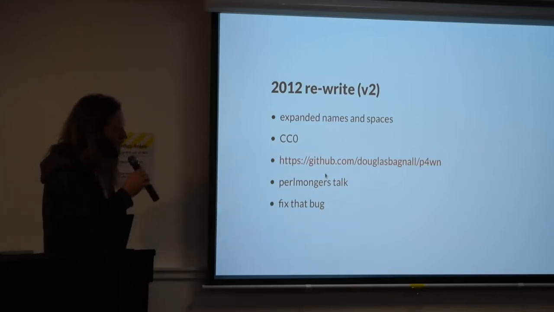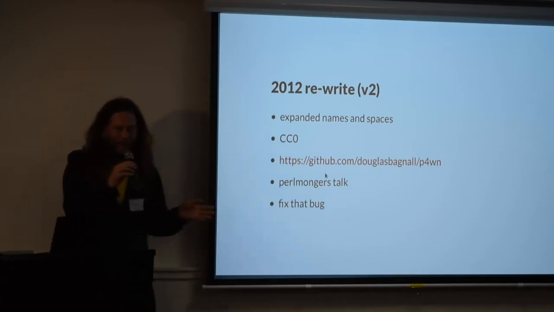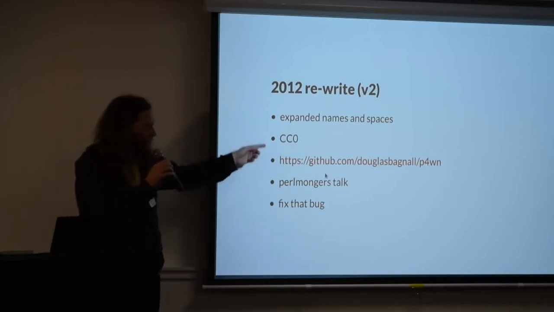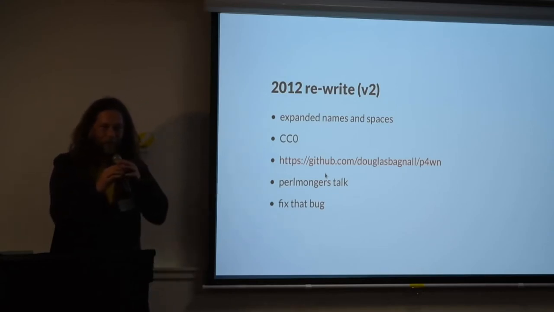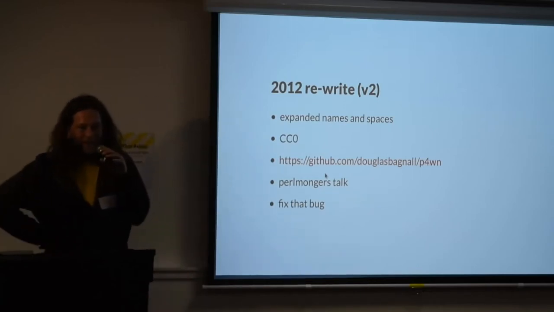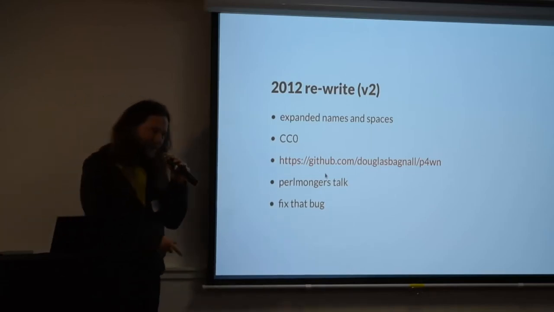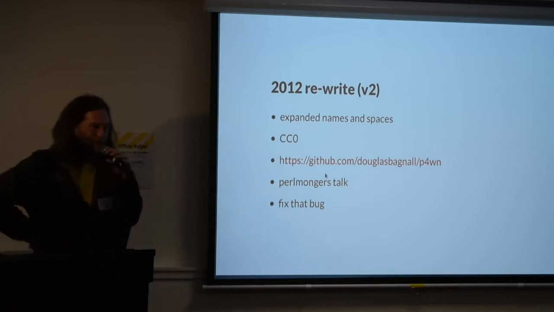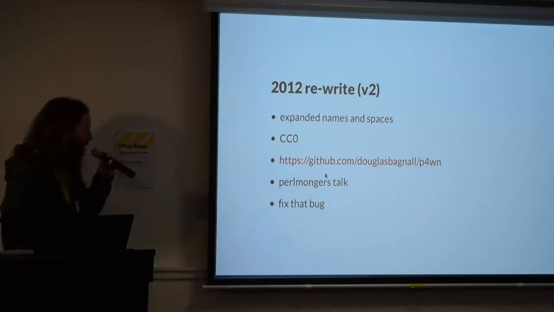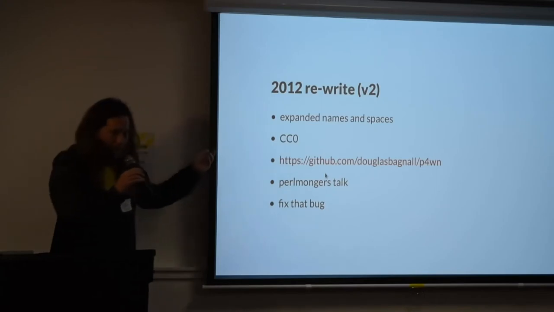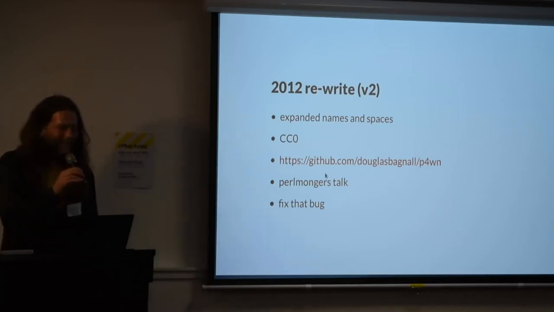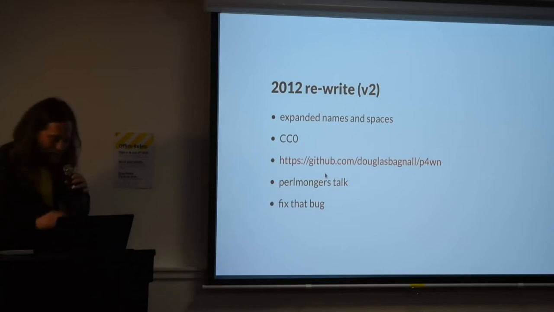So then in 2012, I thought, well, I'll fix this. But to fix it, I need to expand out my code and modernize the public domain to CC0, which is kind of the same thing, but has legal meaning in more places. And I moved it to GitHub because if I wanted people to notice it, being on SourceForge, maybe you don't remember SourceForge, it was like CVS Hub. And it's still there. I push it to both places. I did a Perlmongers talk. Do you remember that? I fixed that bug.